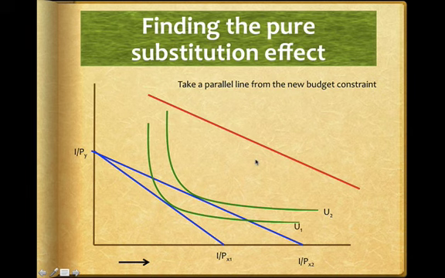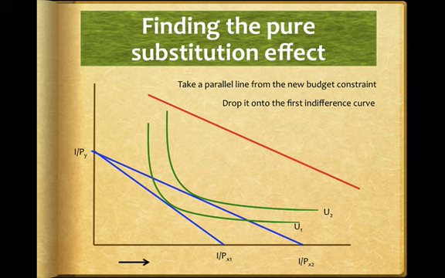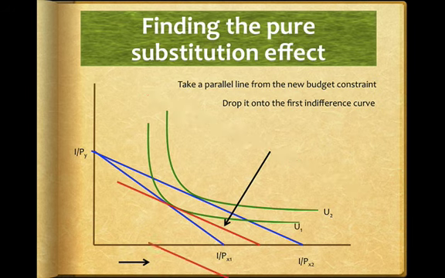We're taking that parallel line, and we're going to drop it onto the first indifference curve. So we're going to drop it down, bingo, there it goes. Let's clear some of that. So we've dropped it down to U1 to the point of tangency. Remember, tangencies are quite critical in calculus and economics when we're playing with curves.